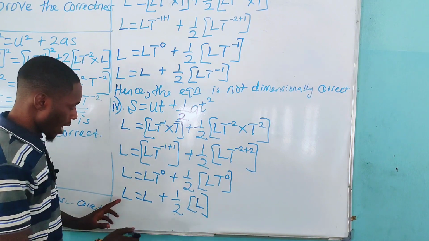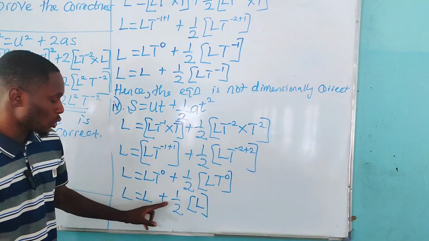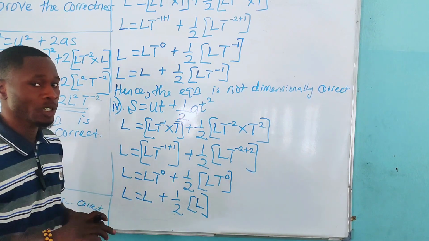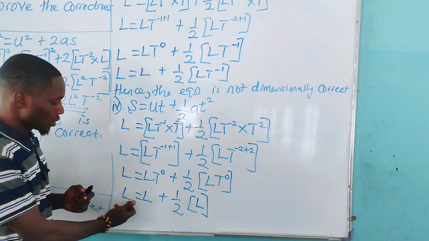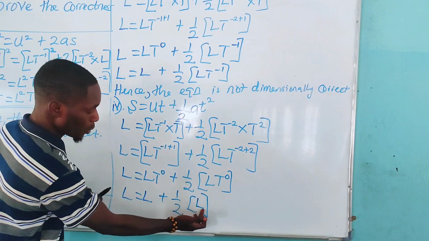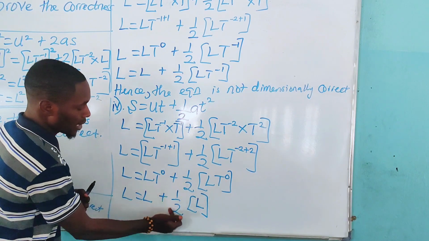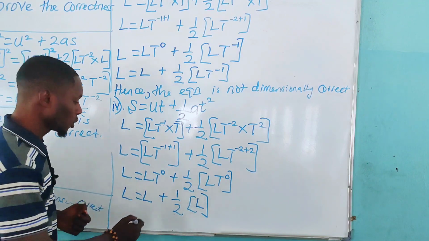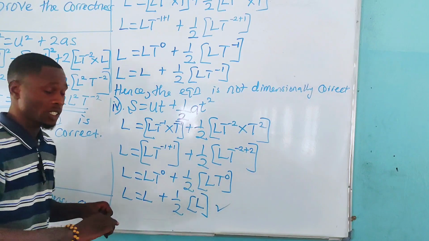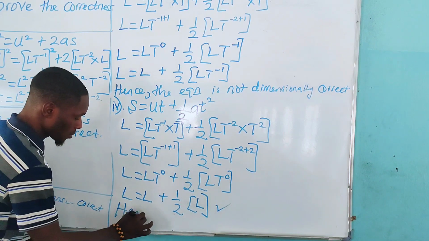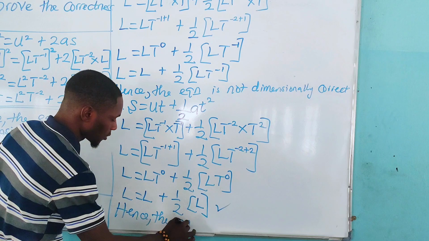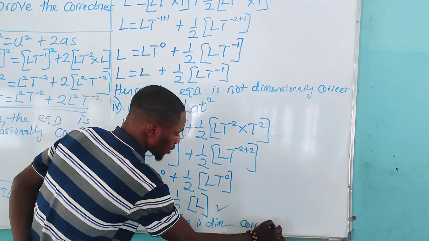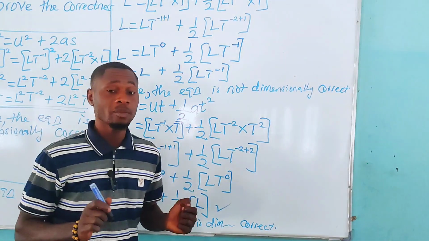So therefore we have L is equal to L plus 1 over 2 into L. So is it dimensionally correct? Yes, it is dimensionally correct, because L here is equal to L here, and is also equal to plus L here. Remember, the 1 over 2 here is a constant, so you assume it doesn't even exist. All right, so the equation is dimensionally correct. So you write, hence, the equation is dimensionally correct.